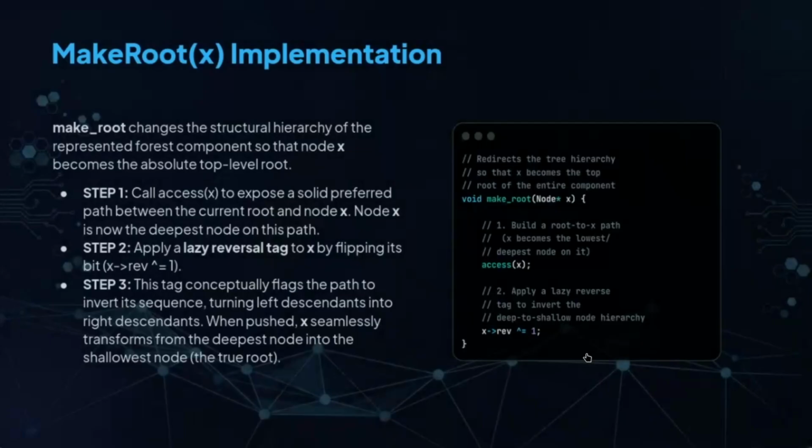Looking at the code, make root seamlessly changes the structural hierarchy. After calling access of X to expose the preferred path, node X is the deepest node. In step 2, we apply a lazy reversal tag to X by literally flipping its bit with an XOR operation. In step 3, this tag conceptually flags the path to invert its sequence, turning left descendants into right descendants. When this lazy tag is eventually pushed, X seamlessly transforms from the deepest node into the shallowest node, becoming the true root.